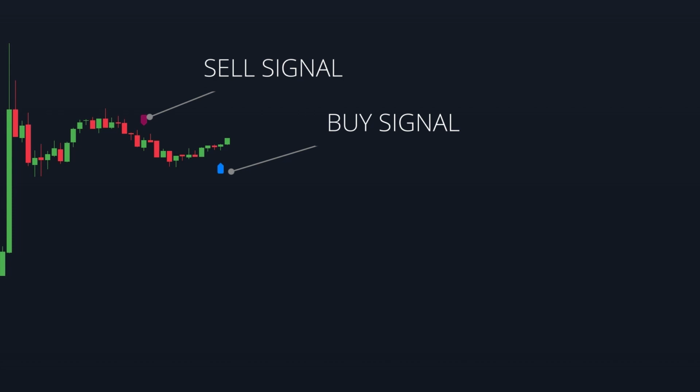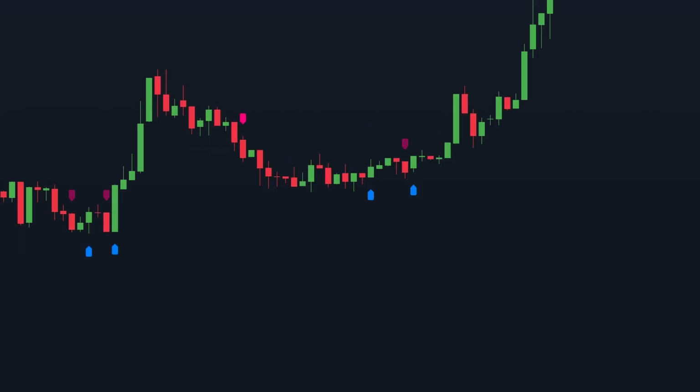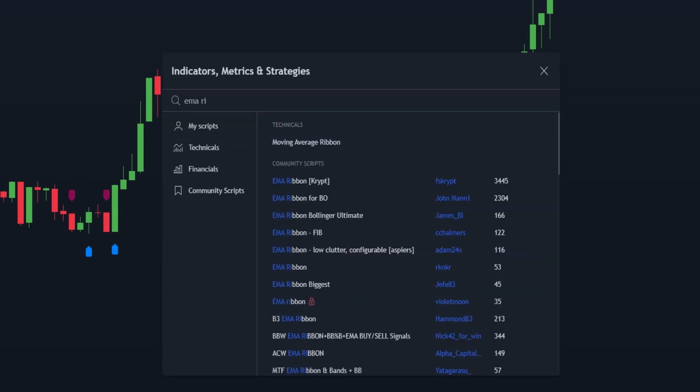To ensure the reliability of a trade, it is imperative to adeptly interpret the indicator. In essence, the indicator predominantly presents blue and pink labels denoting buy and sell signals, respectively. The opacity of these labels fluctuates contingent on the signal's strength. It is critical to note, however, that this indicator should not be employed in isolation, as doing so may generate numerous false signals. Consequently, we must introduce the subsequent indicator, known as the EMA ribbon, developed by Hammond B3.